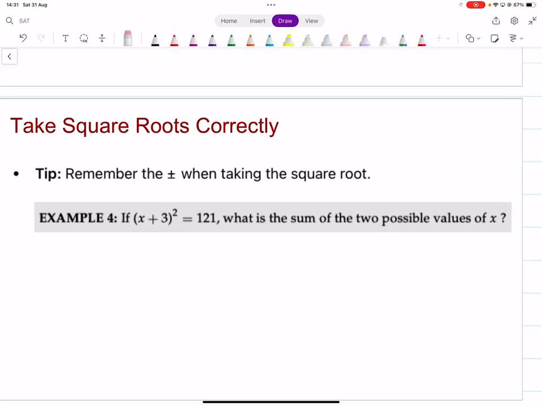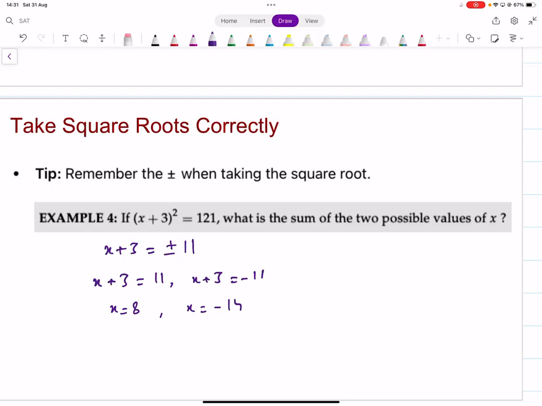Whenever you take square roots, you always have to put plus minus. Do not forget that, right? Whenever you take square root, you have to put plus minus. So if you have this equation, for instance, x plus 3 whole square equals 121, it says what's the sum of the two possible values of x. How do you solve this equation? You can take square root in both sides. When you take square root in both sides, that gives you x plus 3 equals plus minus 11. And you get two equations from that, x plus 3 equals 11 or x plus 3 equals minus 11, x equals 8 or x equals minus 14. These are the two solutions that you have.